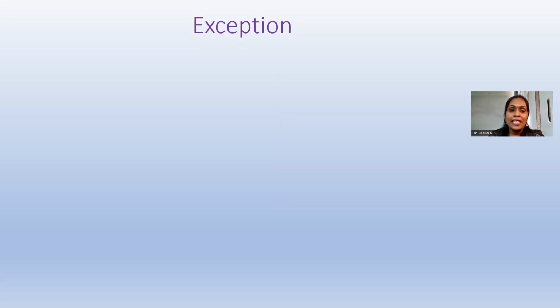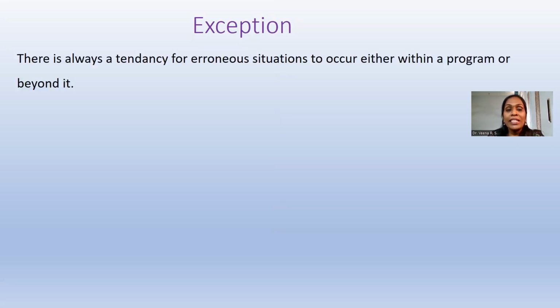When we say exception, there is always a tendency for erroneous situations to occur either within a program or beyond it. Whenever you write a program, it is possible that you have written some statement that leads to erroneous situations and terminates the program without executing it successfully. Like dividing a number by zero. We all know that we cannot divide a number by zero. But during runtime, if you try to divide a number by zero, it says that division by zero is not possible, and it terminates the program at that particular moment itself.